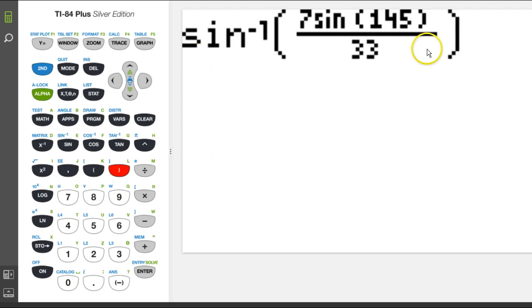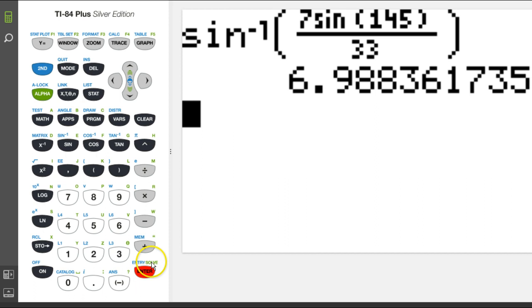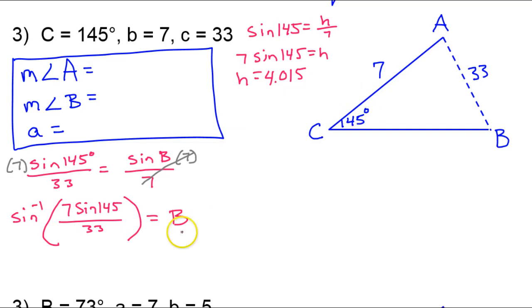So here I've put this all in my calculator, and I'm getting 6.988. So that is the measure of angle B, 6.988 degrees. Now that we have the measure of angle B, it would be easy to find the measure of angle A. We just subtract these two from 180. The total has to be 180.